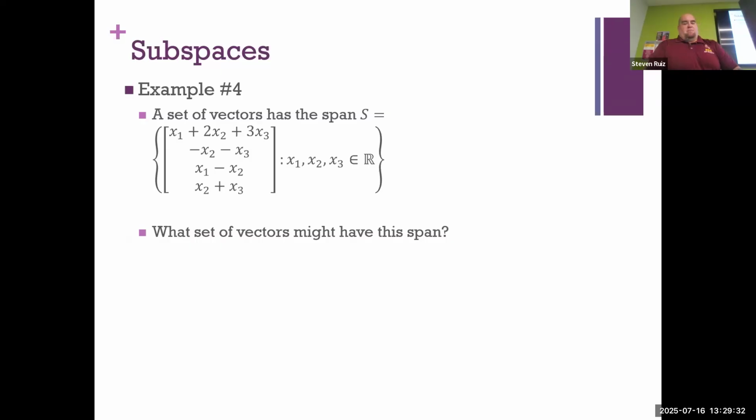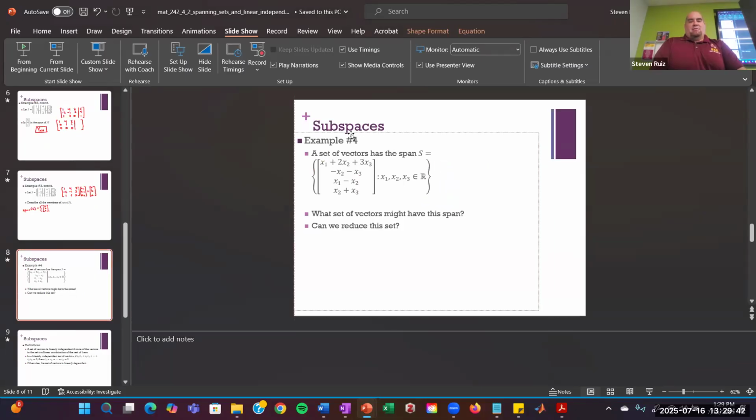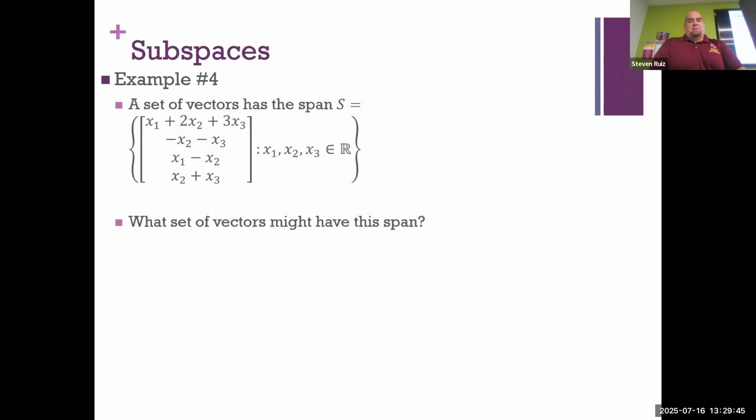Okay, so now let's go a little bit of a different direction. Now I'm giving you a span that a bunch of vectors has. Let's talk about what the vectors could be. So how might we approach that? We can pick random numbers, but if there are an infinite number of solutions, we'll be here a long time.